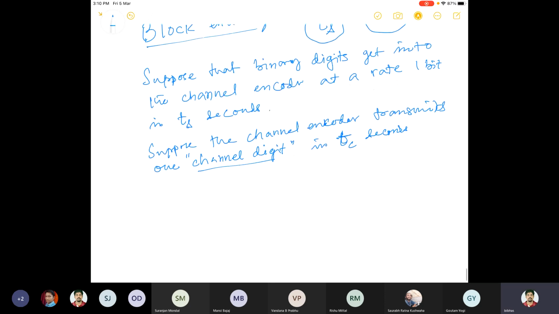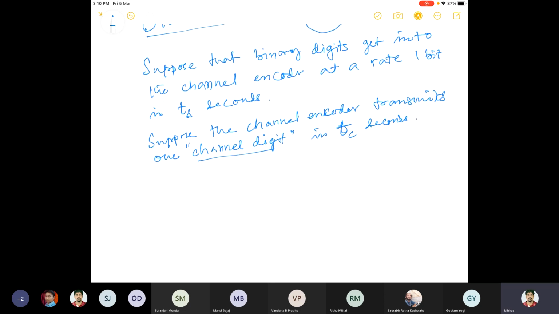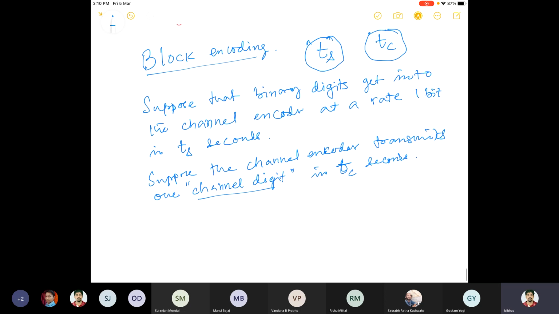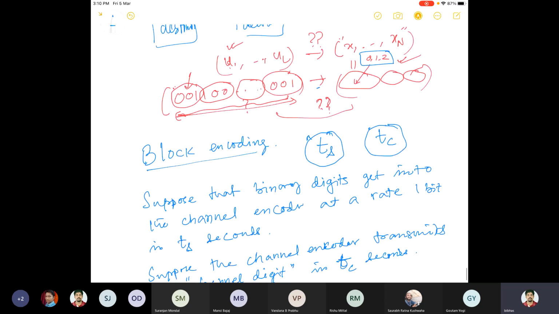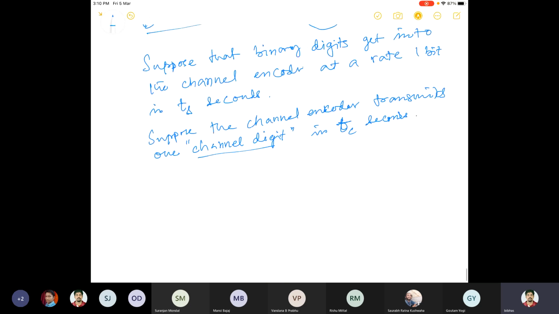Now what is happening here? Suppose I have this L, and I'm replacing it now by another notation, L. So suppose I am given L binary digits. Now this will reach some n, let's say n channel digits.